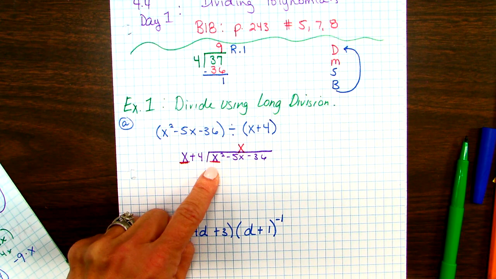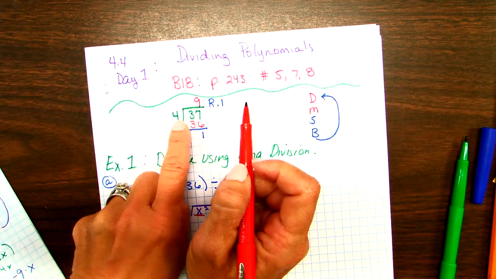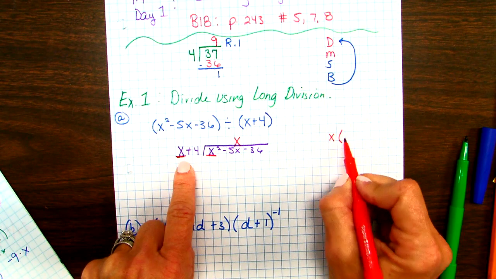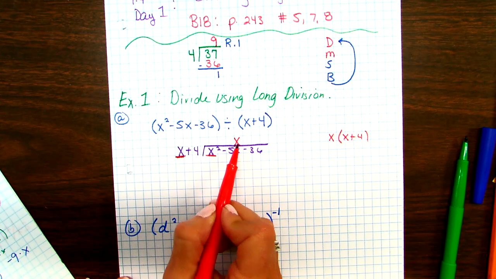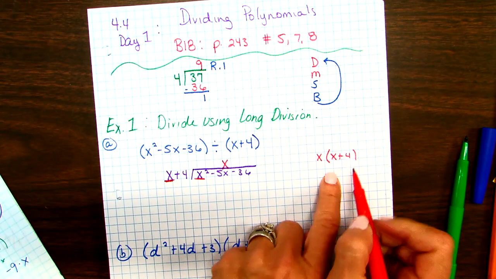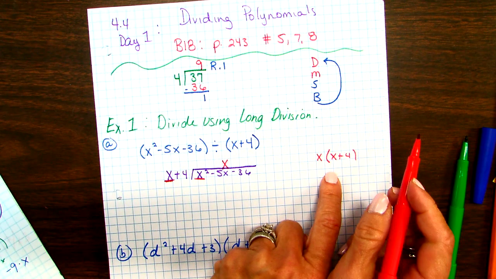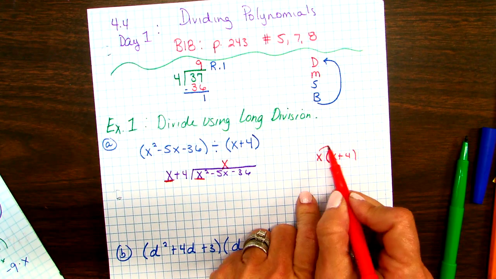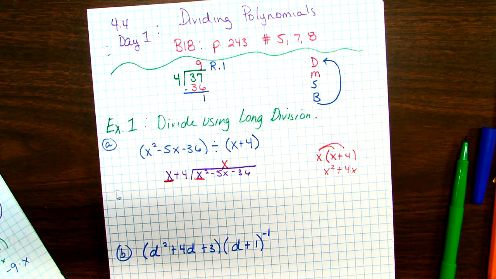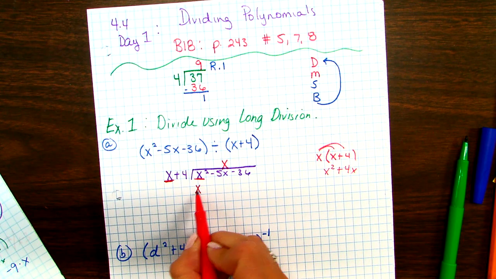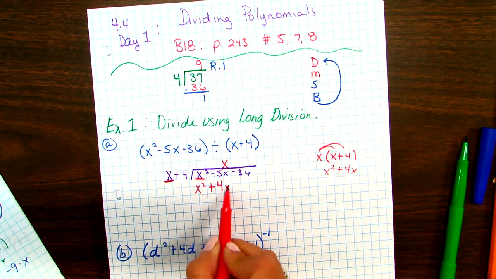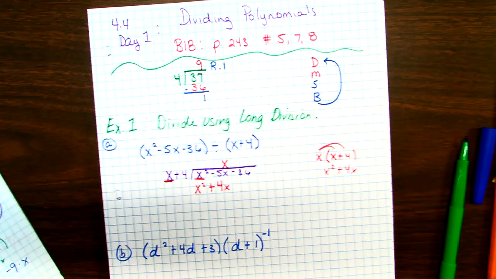Remember, the next step is to multiply. Now, instead of just multiplying two numbers together, we're multiplying a monomial times a binomial. I'm doing x times x plus 4, just like up here, I did 9 times 4. And you can go off to the side if you need to, or not. It's up to you. But you guys would just distribute. So x times x is x squared, and x times 4 is positive 4x. So just the same thing we would have gotten if we'd done it off to the side.